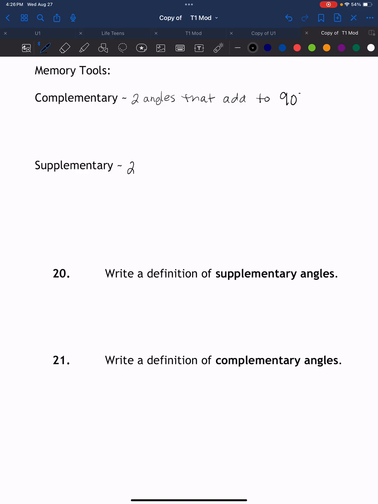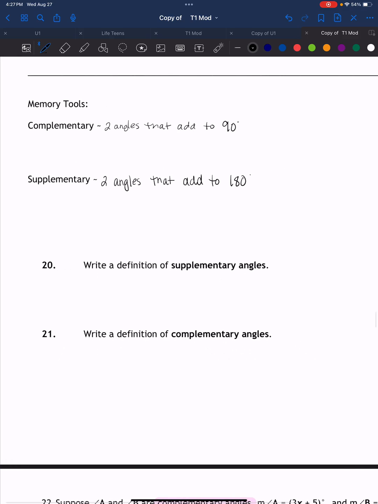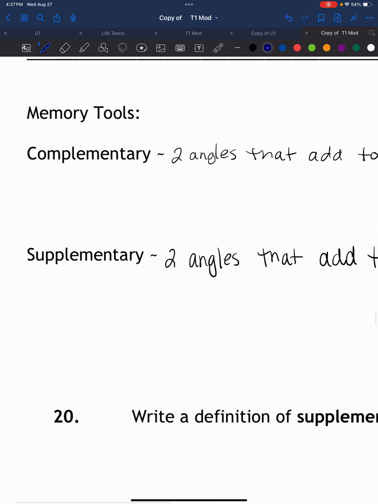And supplementary is two angles that add to 180 degrees. So if you had an angle that was like 90 and 90, they add to 180. All right, and those are pretty simple definitions, except for the fact that a lot of people get them confused. So we're going to try to straighten those out really quickly with a couple of memory tools.